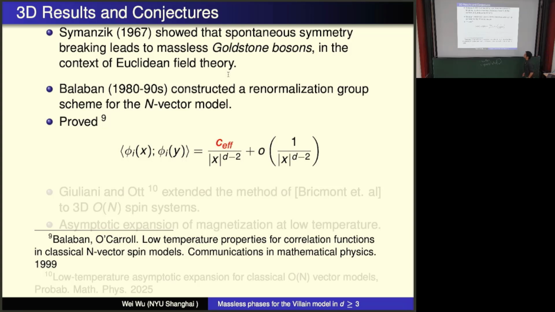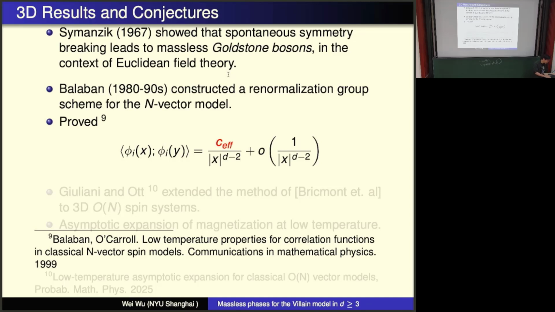And he studied a class of models which is called the n-vector model, which is quite similar to what we have been discussing so far. And he also claimed that the truncated two-point function in the n-vector model has this asymptotic behavior of 1 over x to the d minus 2 plus a lower order correction.